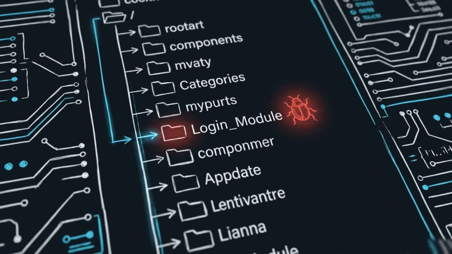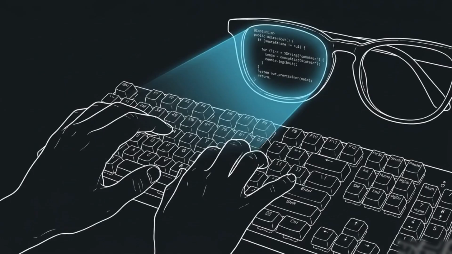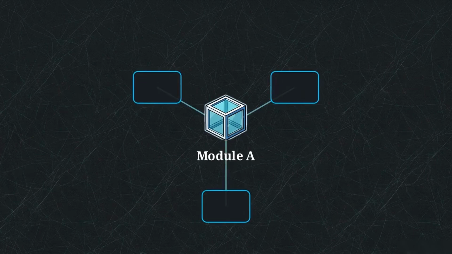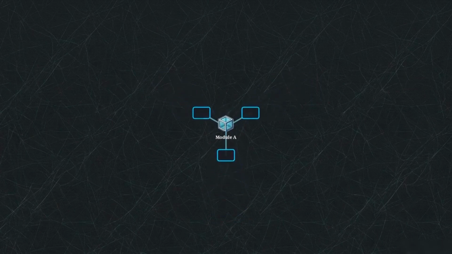When a specific bug occurs, developers know exactly which module to open, as the related logic is contained in one isolated location. The second metric is coupling. While cohesion looks at the inside of a module, coupling measures the external connection between different modules. It describes how much one module depends on another to function.